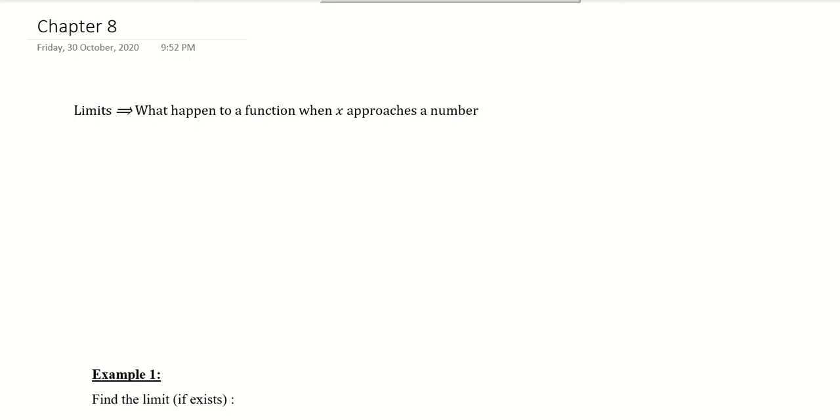For example, we want to know what happens to the function f(x), let's say x squared, when x approaches, let's say, 0. So here comes the word limit. We want to know the limit of f(x) when x approaches 0.